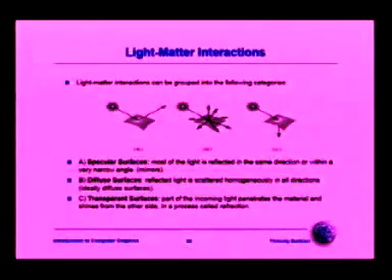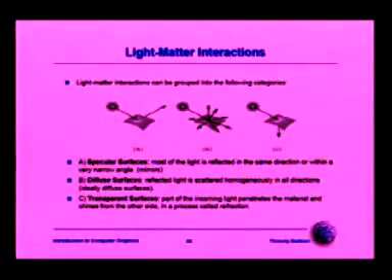On the contrary, you have diffuse surfaces. Diffuse surfaces scatter light in all directions. An ideally diffuse surface scatters light homogeneously in all directions, which means that there is no preferential direction that the light takes.